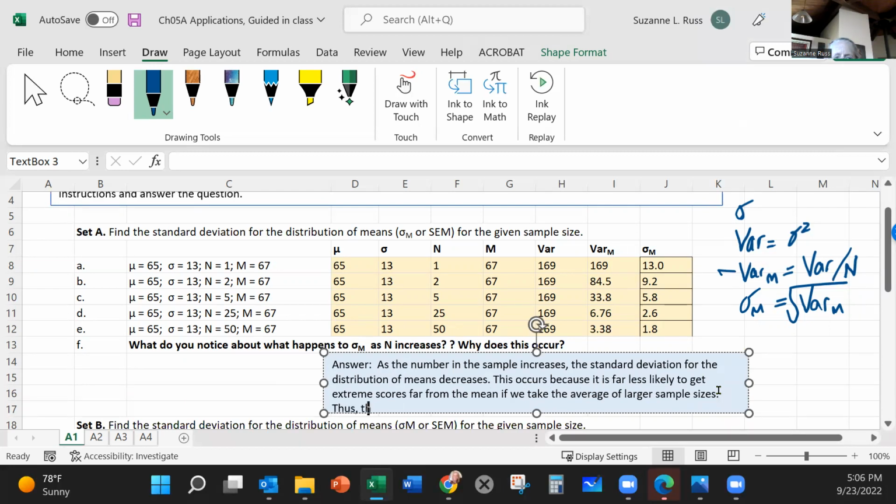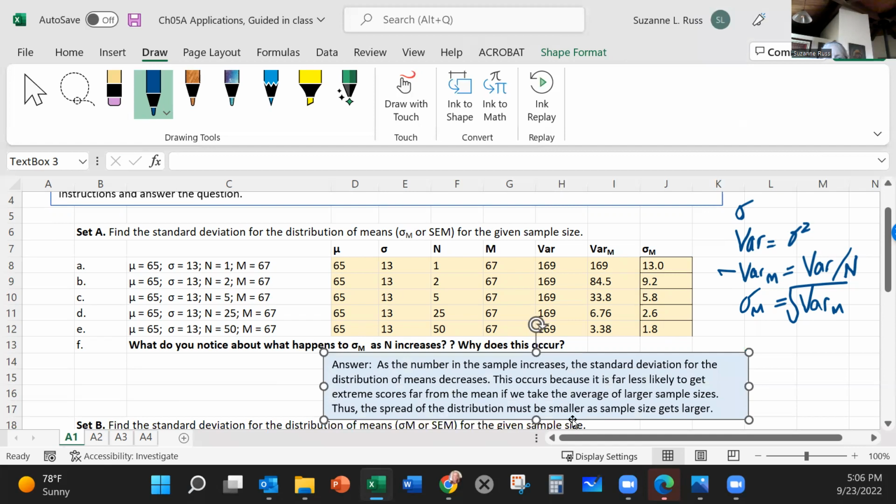Thus, the spread of the distribution must be smaller as sample size gets larger. I hope that's adequate. It relates to that dice problem.